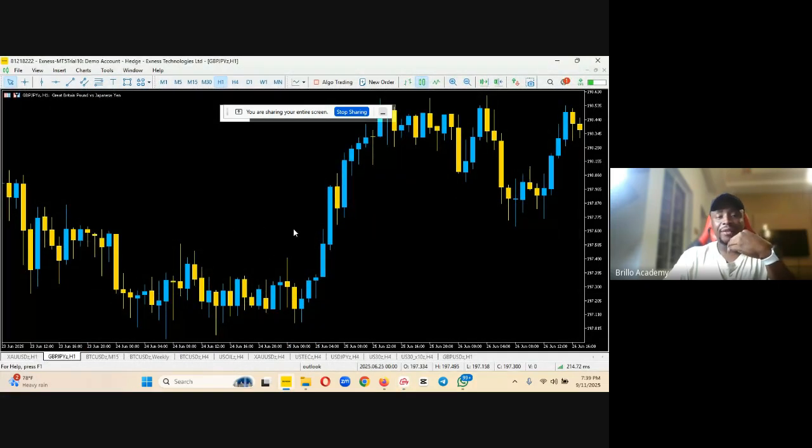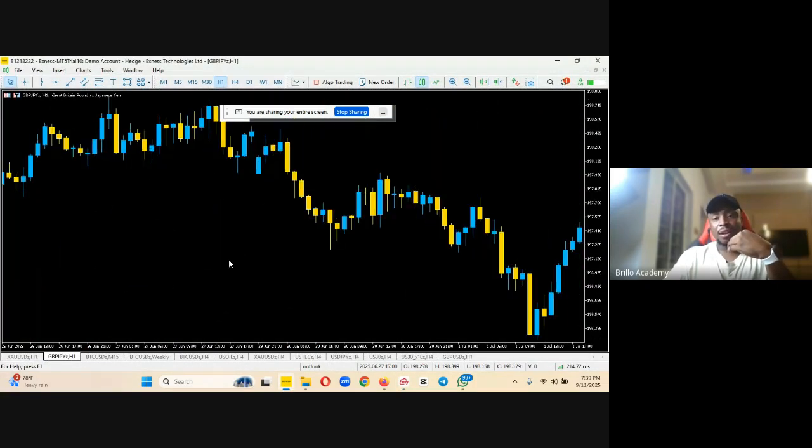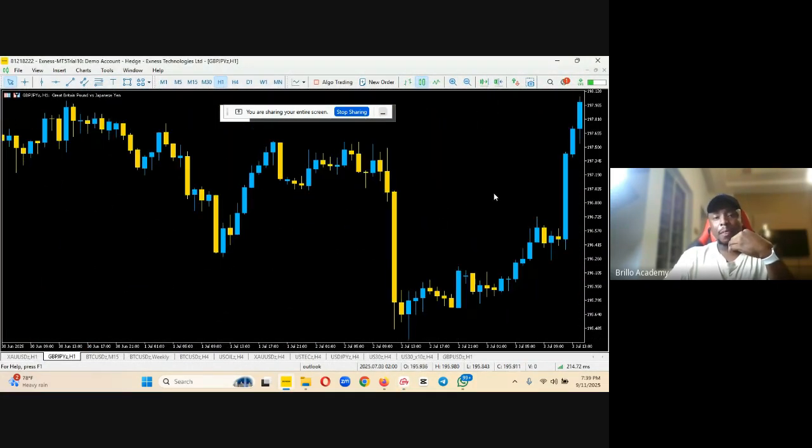All right, so let me see if I can spot one. It has small or no body. Look at this one. This is a doji. This is a doji. This is a doji. When you see an indecision candle like this, you always see consolidation. You always see the market ranging. Look at this one too.